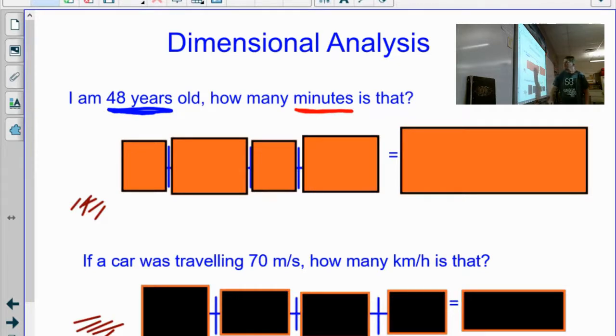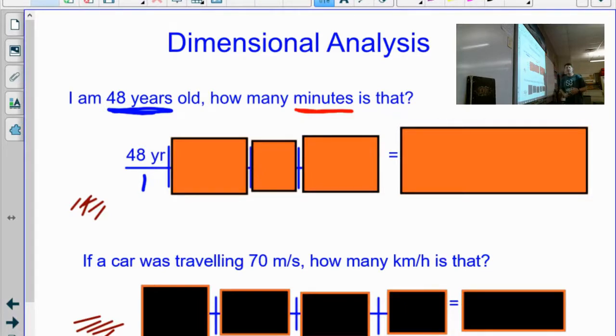Okay, so I'm going to start with the 48 years. So I'm going to write it like this. And you can write it as like over 1. I think that's a good habit to get into starting off, so that you see that whenever you do dimensional analysis or factor label, you are going to be using fractions that you multiply across and then divide by the bottom. So I'm starting off with 48 years.